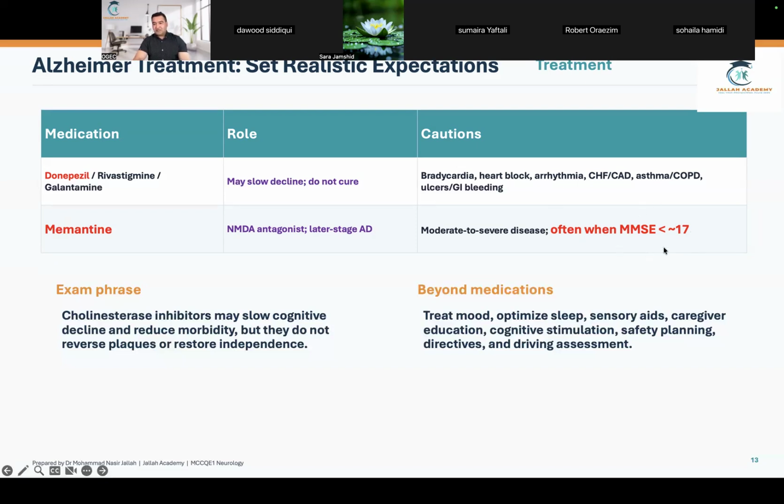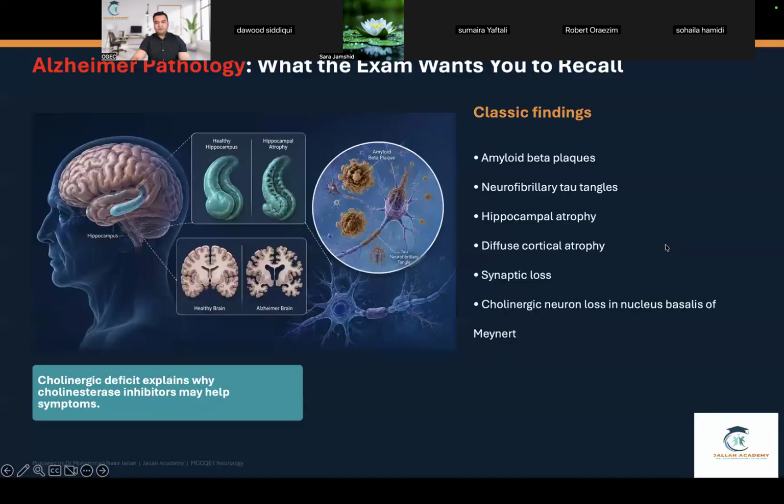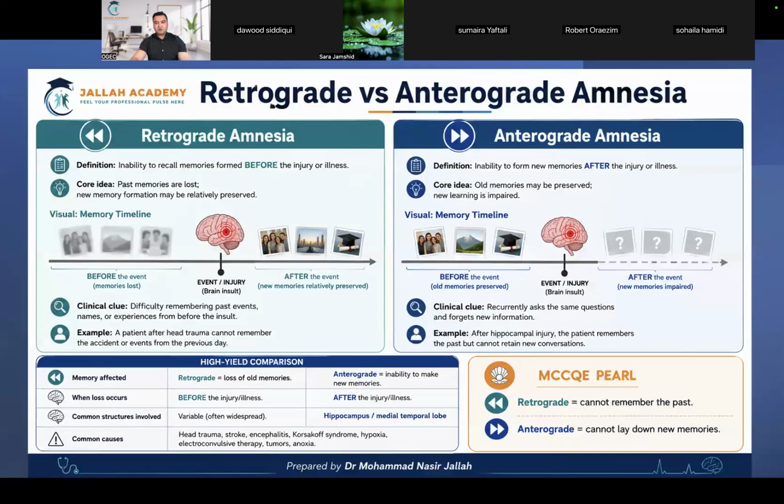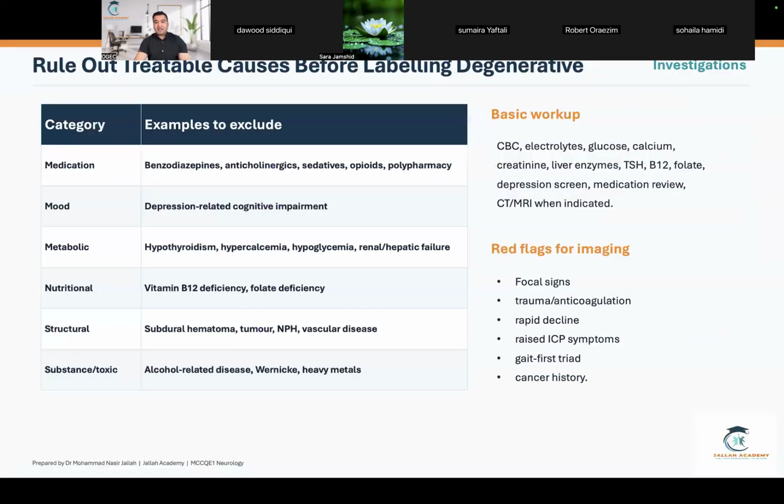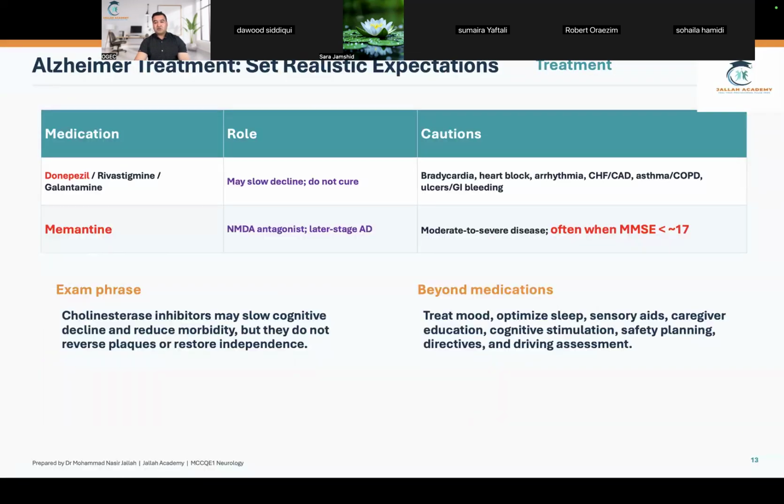So pay attention to the mini mental status exam. I think I have shared it, I think it was here, no? Yeah, here. So the total score is 30, right? So if the patient's mini mental status is less than 17, and it is asking you what is the best medication for this patient, it is really directly related to the number of the mini mental status exam. Less than 17, memantine. Okay.